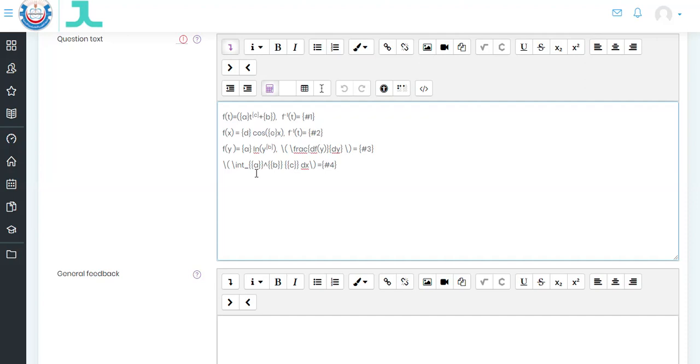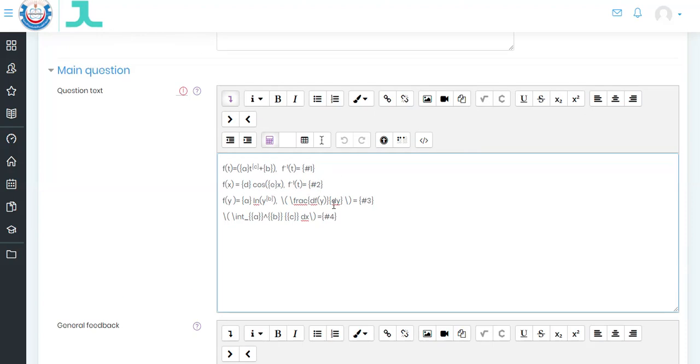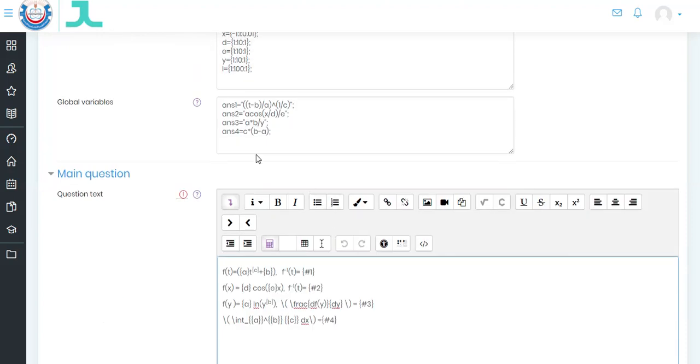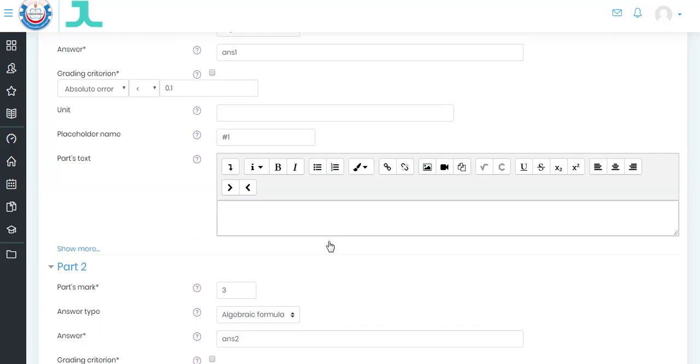Now the answer, you can write this of course using the equation editor or using the LaTeX. Now the answer is stored in number 4 holder, and number 4 answer is here, c, the limits of integration, b minus a times c. And we go to part 4 now.